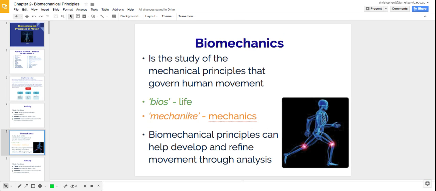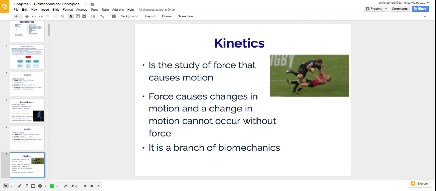When we look at biomechanics, it is the study of the mechanical principles that govern human movement, okay, and we can use that to help develop and refine movement through analysis. When we talk about kinetics, we're talking about the study of force that causes motion. Okay, so force causes changes in motion, and we cannot get a change in motion without a force. So this is a branch within biomechanics.